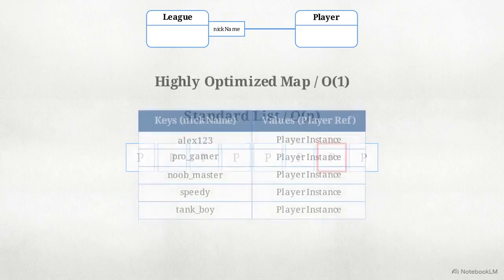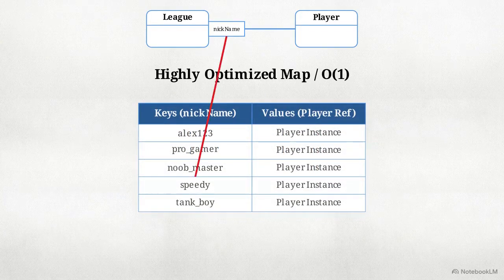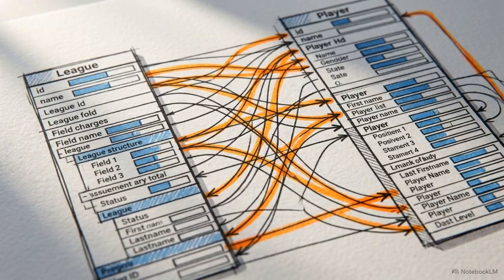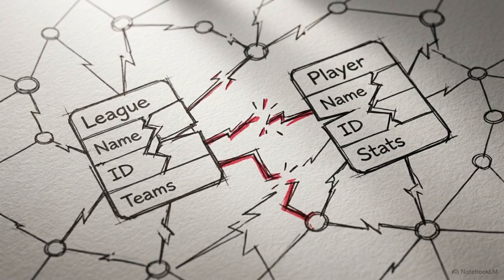This visual qualifier explicitly mandates a key-value data structure, guaranteeing O(1) time complexity by organizing memory references into a highly optimized map. However, this creates a bidirectional mapping danger. Both the league and the player must maintain references to each other, meaning both sides of the map must be perfectly synchronized during every transaction, or the system state will fracture.